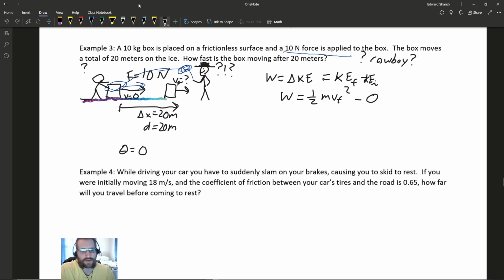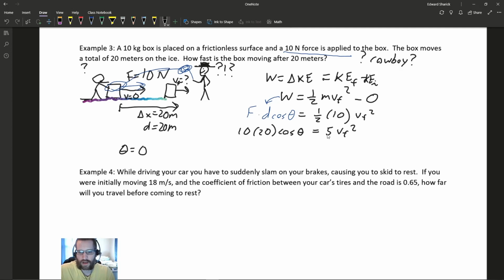Now, what you have to remember is the equation we practiced on Tuesday: work equals force, distance, cosine theta. So this helps you out a little bit. This is my left-hand side of the equation. And I'm going to go ahead and set this equal to 1/2 times 10 times V final squared. I'm going to plug in force of 10 newtons. I'm going to plug in distance of 20. I'm going to plug in cosine of theta, equals 5 V final squared. And then I'm going to go ahead and cancel this out.